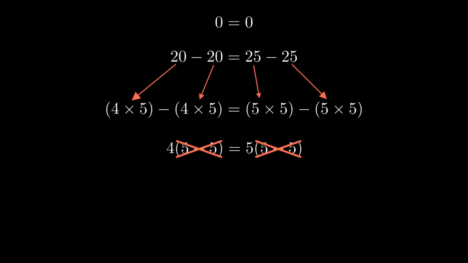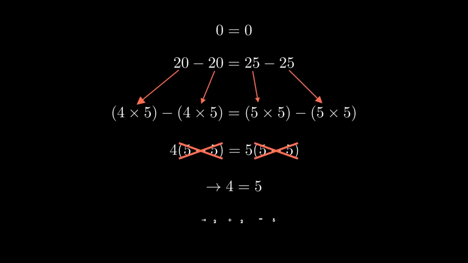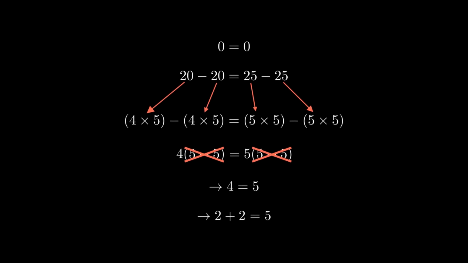Now here's the trick. If we simply cancel out the common terms on both sides, we are left with a shocking result. Suddenly, 4 equals 5. And since 4 is just 2 plus 2, we've just proven that 2 plus 2 equals 5. So can you find the mistake? If you can, write it down in the comments.